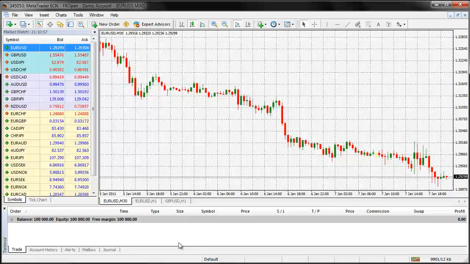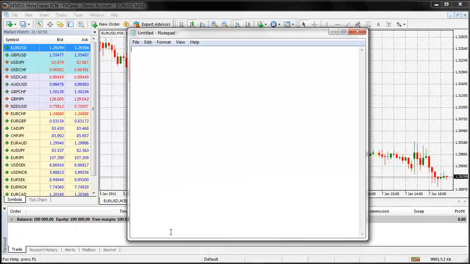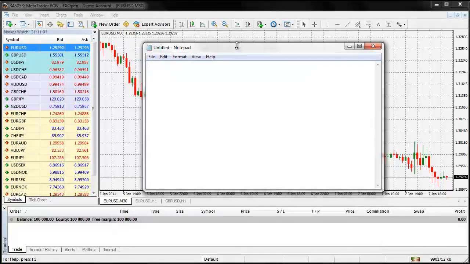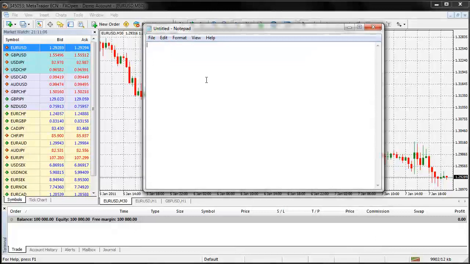Now, when we open up a trade, I'm going to open up a notepad here to give you an example about money management and risk management. And we will work from a scenario where one of your trades goes into deficit. So let's just take a look at, say, a $10,000 account, and that's my balance.